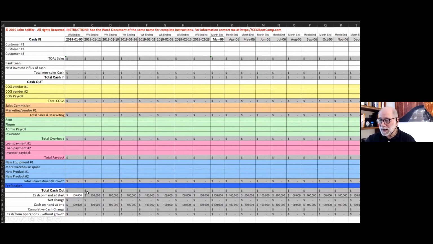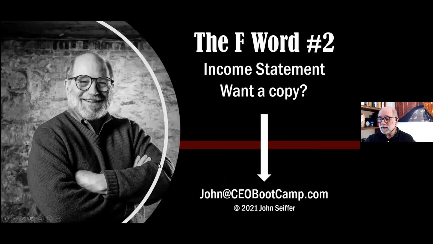And then this will calculate, here's your beginning cash on hand and your cash at the end of the period. And that could give you an idea when you want to spend money, for example, on growth. Do I want to spend it this month or maybe this other month?